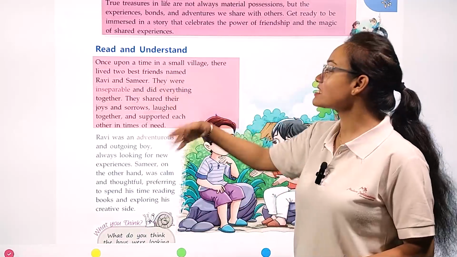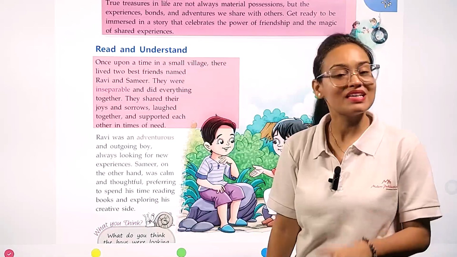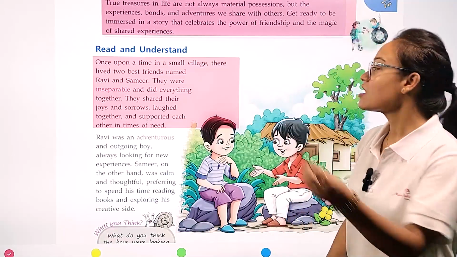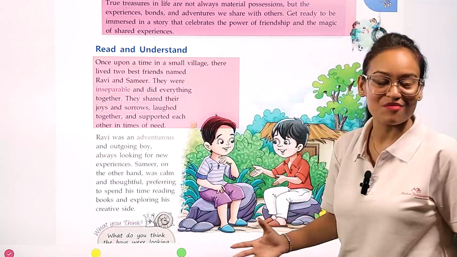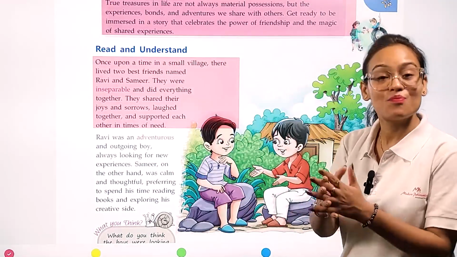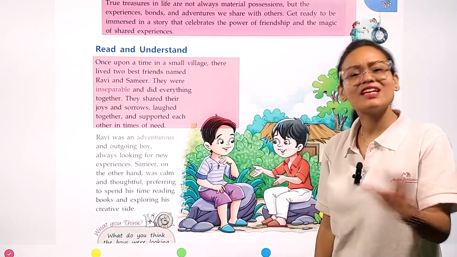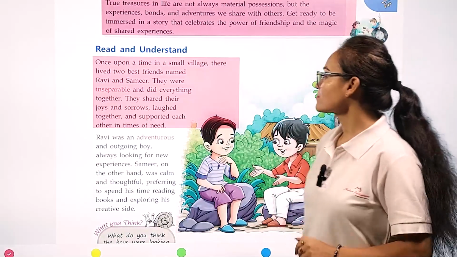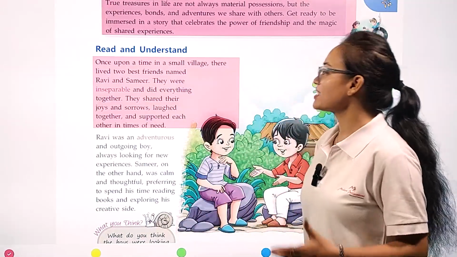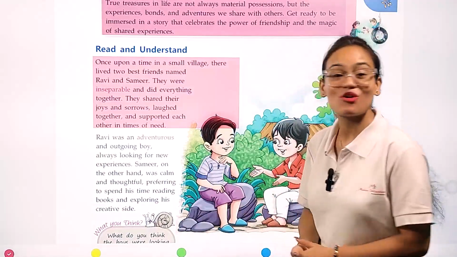They are inseparable and did everything together. "They are inseparable" means no one can separate Ravi from Samir and Samir from Ravi. It means they are best friends. Ravi and Samir do everything in their life together. They shared their joys and sorrows, loved together, and supported each other in times of need.